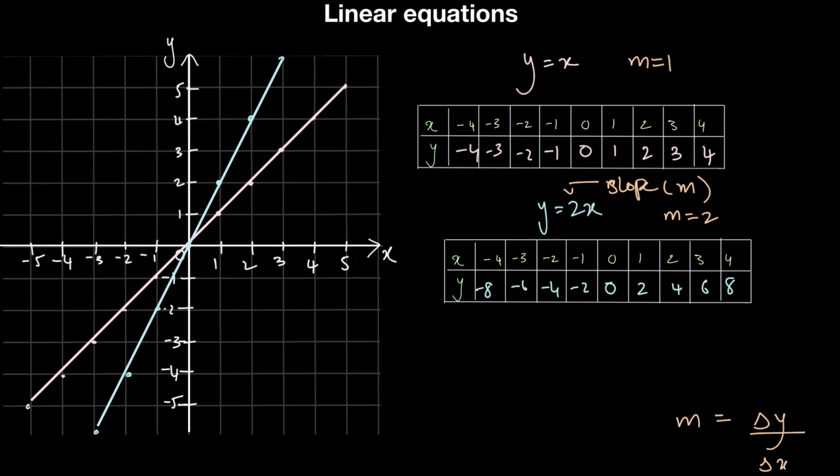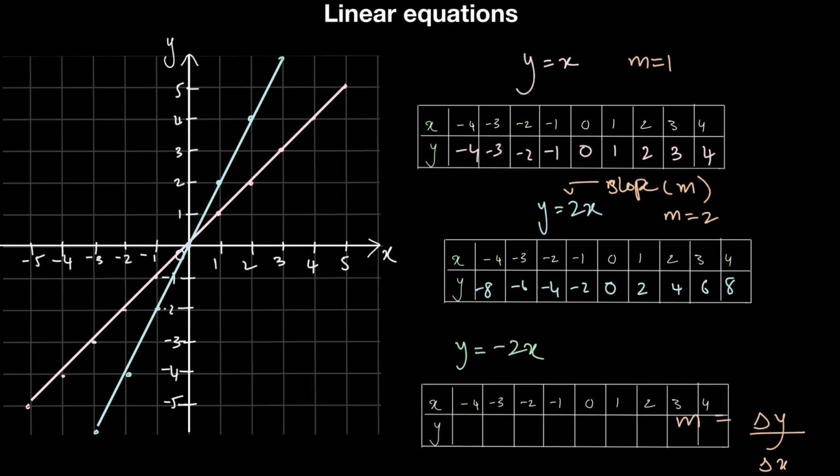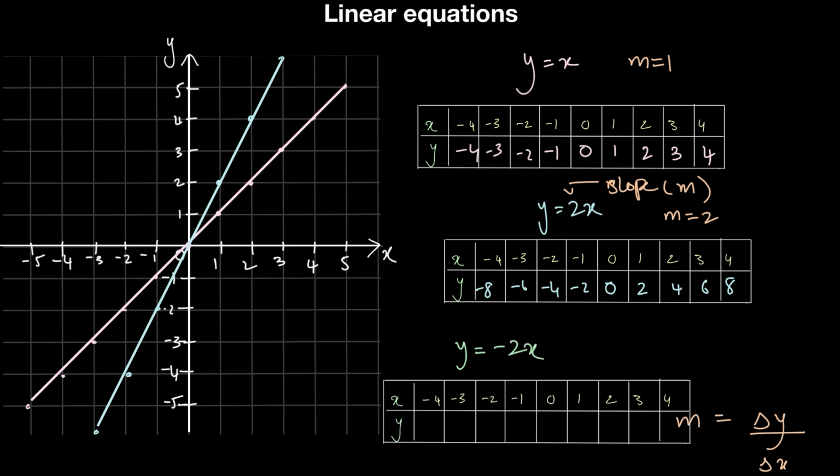Now let's look at a third example, the graph for y equals minus 2x. When x is 0, again y is 0, so this graph is also passing through the origin. When x increases by 1, y decreases by 2. It increases by another 1, and y decreases by a further 2, and so on: minus 6, minus 8, and then 2, 4, 6, 8.